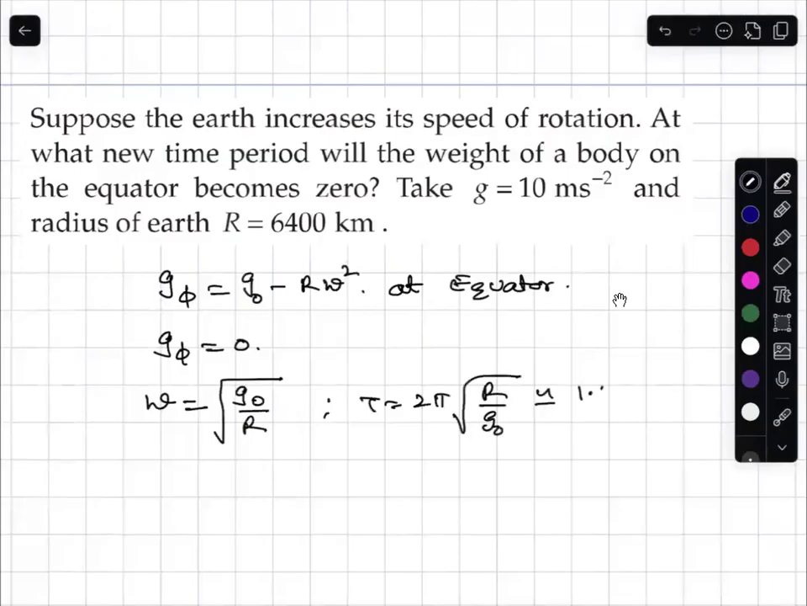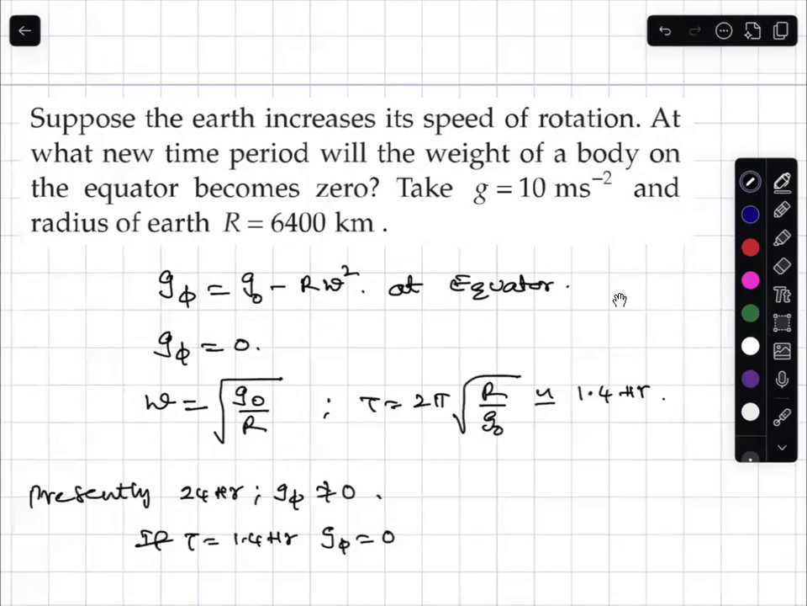Time period is 2 pi root R by g0. This is nearly 1.4 hour. Right now, what is the time period? Presently, 24 hours. In that case, g' is not equal to 0. If T becomes 1.4 hour, g' becomes 0. Objects on the surface of the earth feel weightlessness. Mass is not 0. So objects on the equator feel weightlessness.